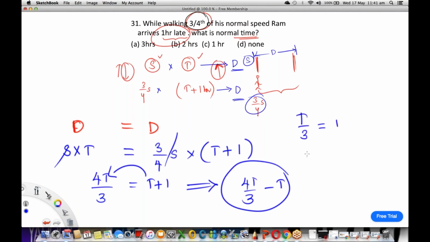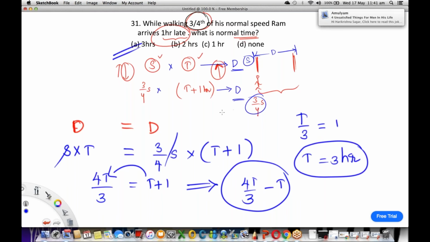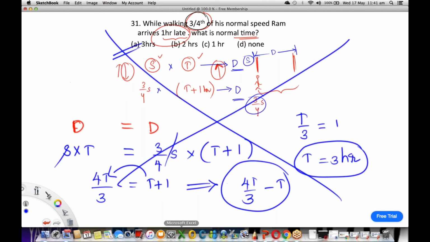If t by 3 is equal to 1, what is the t value? The t value is 3 hours. So you can fix your answer choice as option E. But I'm not interested in solving like this because it's taking much time. All this traditional approach I don't want to do. I just want to give my answer by taking some 5 or 6 seconds.